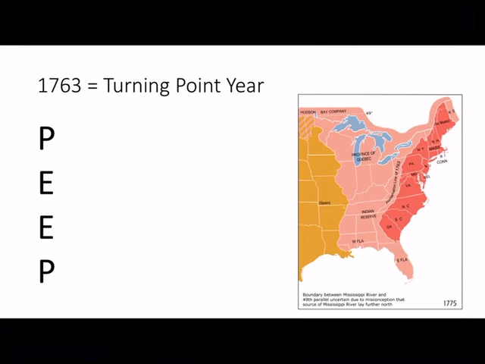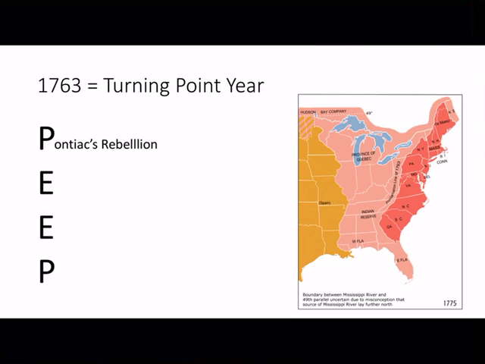Before I get into the notes, I want to teach you a good acronym to remember about the year of 1763, which is where our Chapter 5 and Time Period 3 picks up. 1763 is a turning point year, or a watershed year, in relations between the colonists and Britain. So the acronym you need to remember is PEEP.